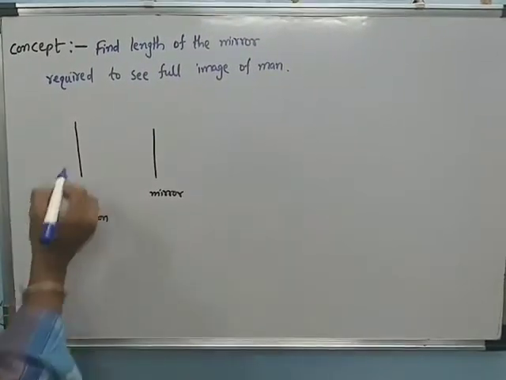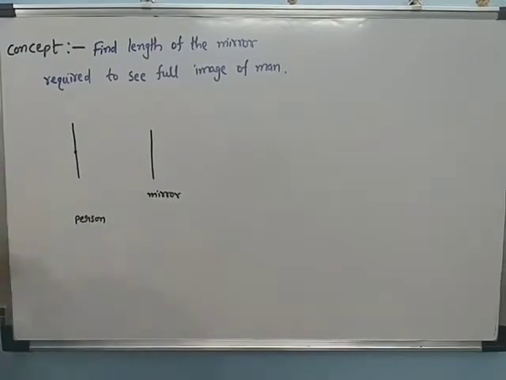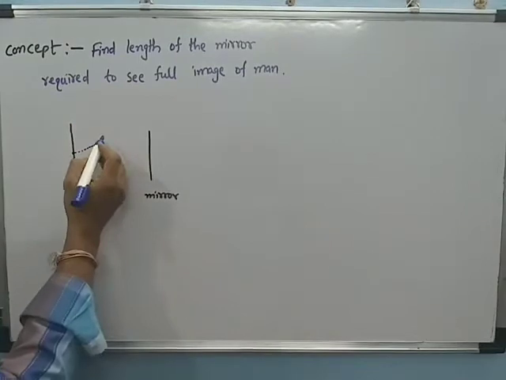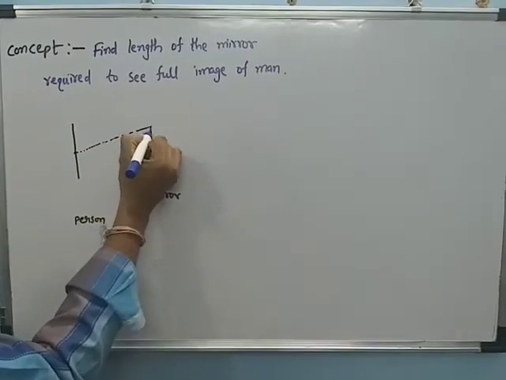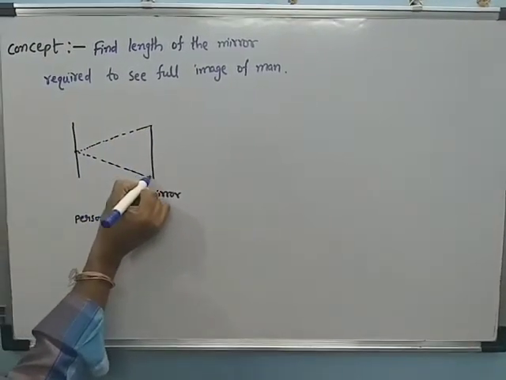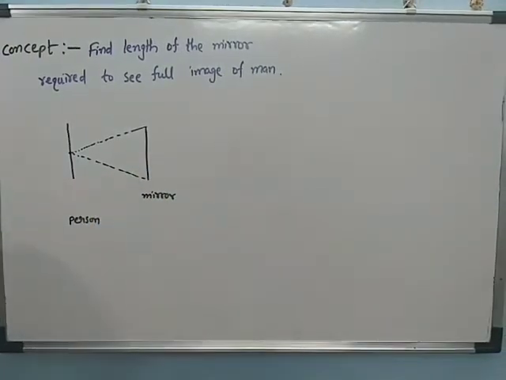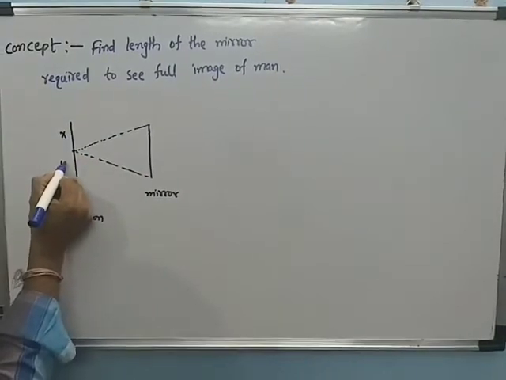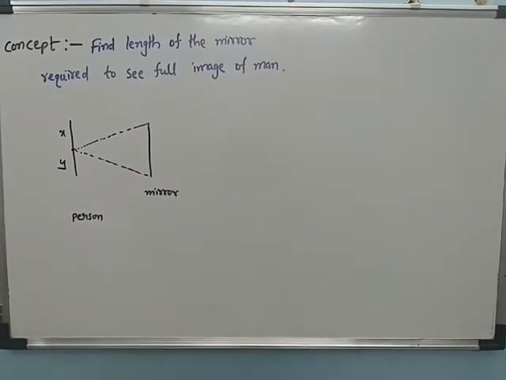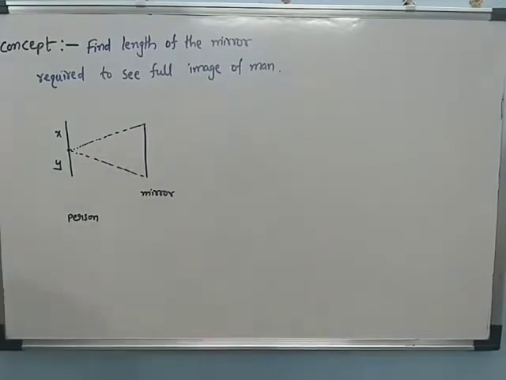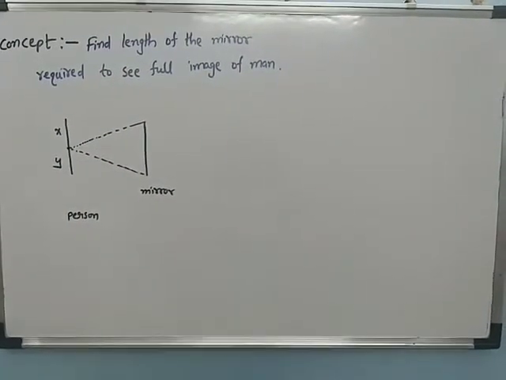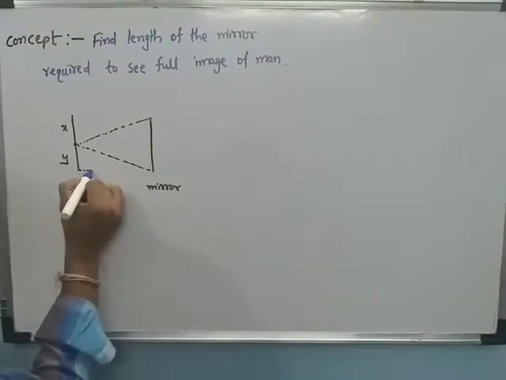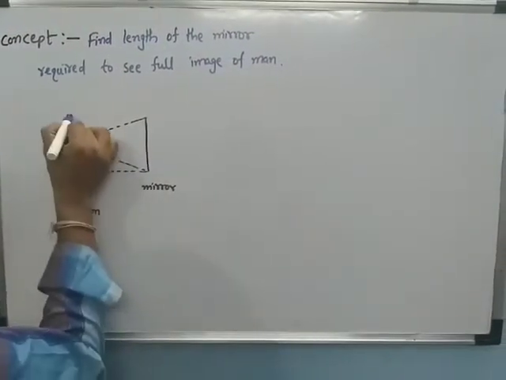Now his center point is considered O, and up to the mirror we take the distance. It is exactly divided into two equal parts. This is x and this is y. The distance from the center point of the person to the mirror is divided exactly into two parts. Now actually we can observe here.